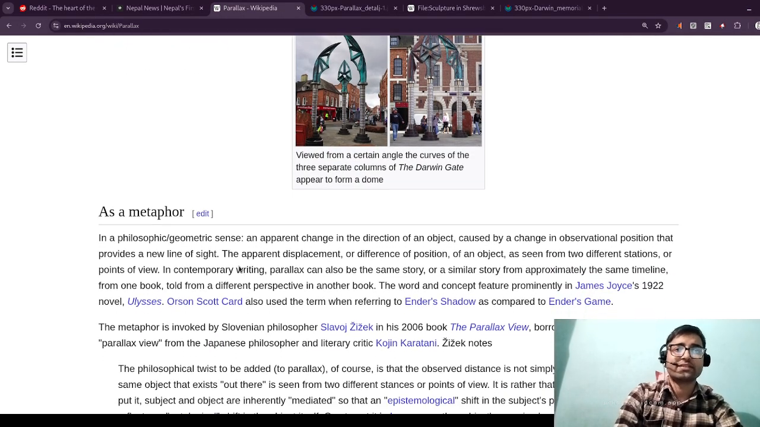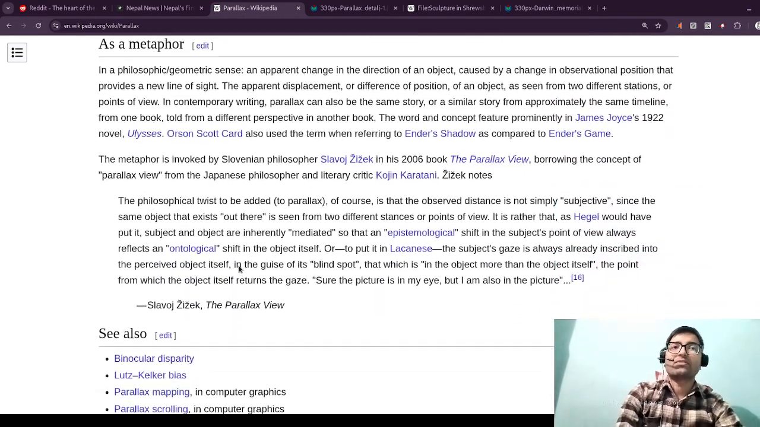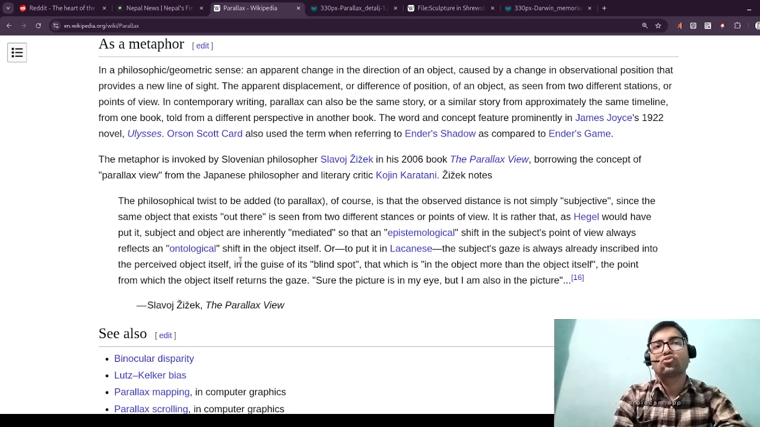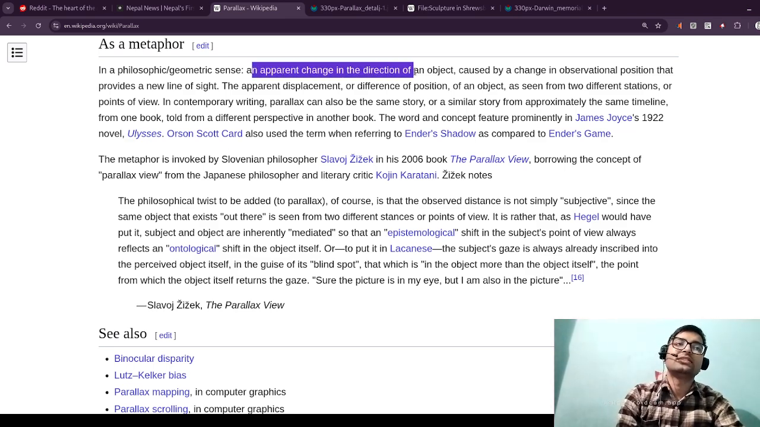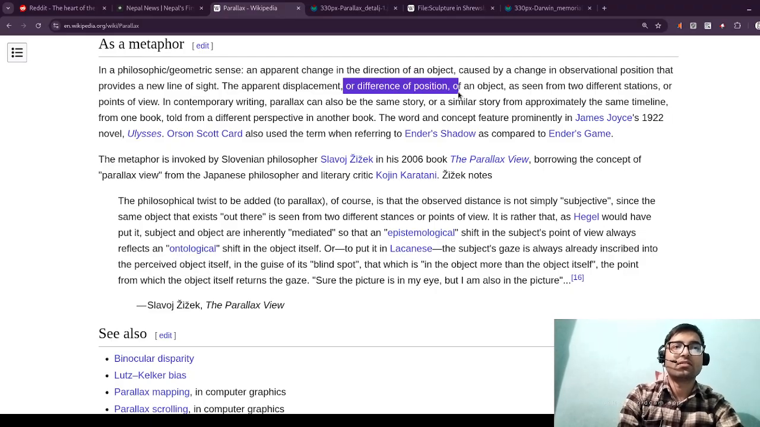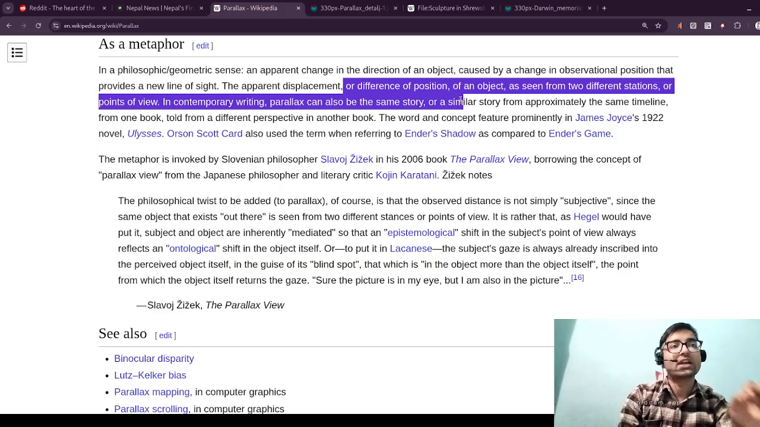Same thing, I think. As a metaphor, in a philosophic or geometric sense, the apparent change in the direction of the object caused by a change in observation position that provides a new line of sight. The apparent displacement or difference of the position of the object as seen from two different stations or points of view. In contemporary writing, parallax can also be the same story or a similar story from approximately the same timeline in one book told from a different perspective in another book.